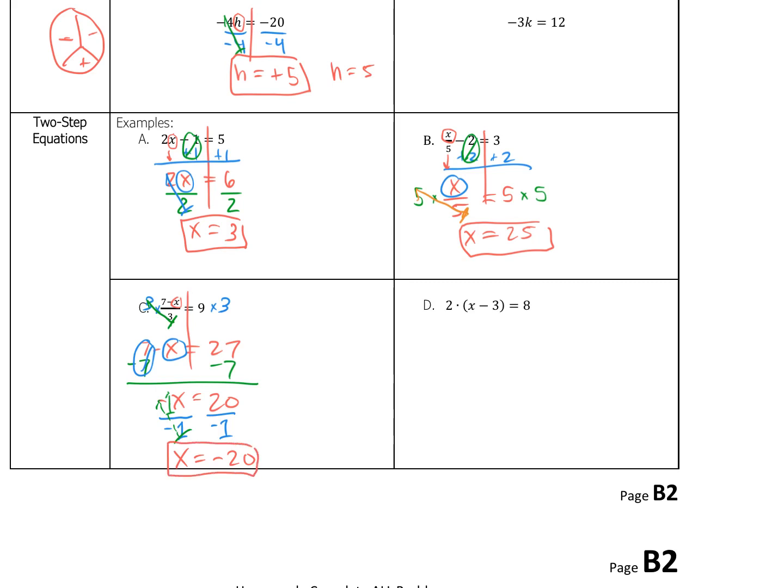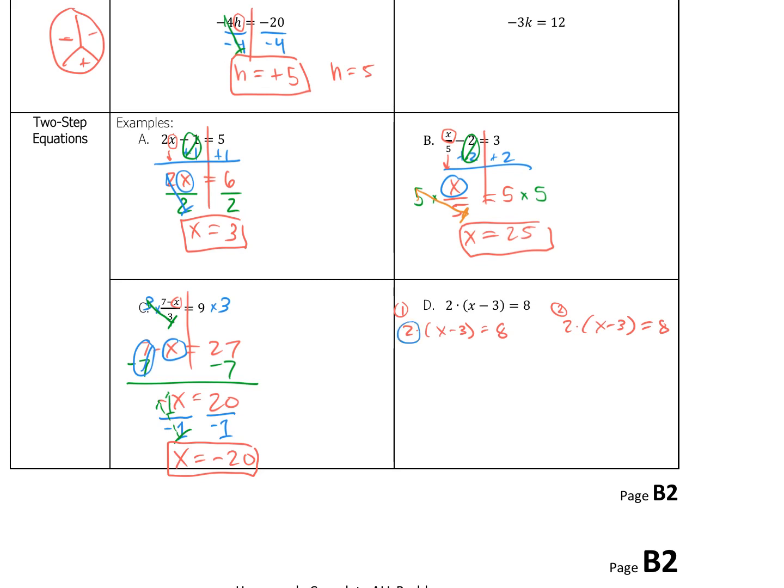Then the last example, example D, I have 2 times x minus 3 equals 8. There's 2 ways of doing this. So I'll show you guys both ways. So I'm going to write this twice and show you guys both ways. Both of them have their benefits. Okay. So I'll call this 1 and 2. So the first way is using the distributive property.